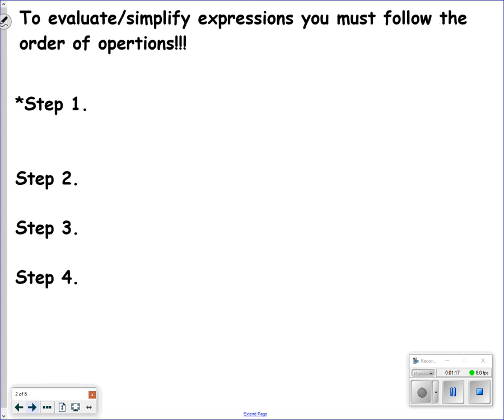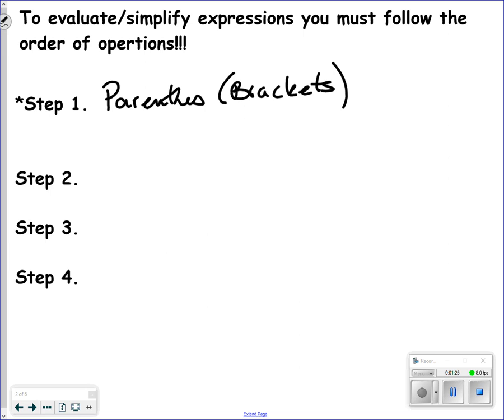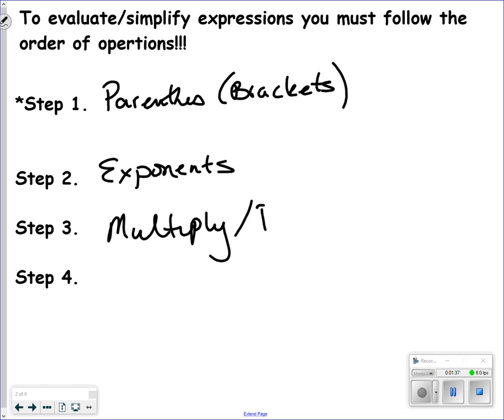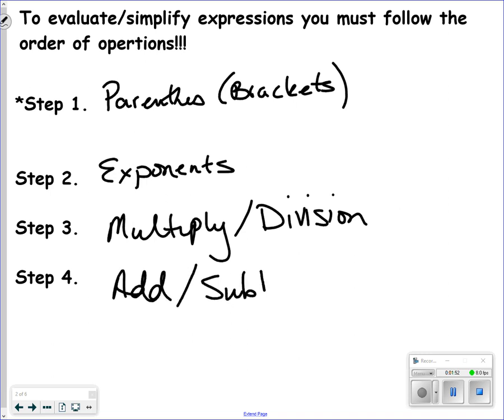It says, step 1, look for any parentheses, or sometimes referred to as brackets. Step 2, exponents, so powers. Then multiply and divide. Now here's where people get a little bit confused. It's not multiplication then division. Multiplication and division are at the same level. If you ever have two that are next to each other, you're always going to go from left to right. Next, same with add and subtract. Again, addition and subtraction are at the same level. So if you have an addition and subtraction next to each other, you're going to go from left to right.